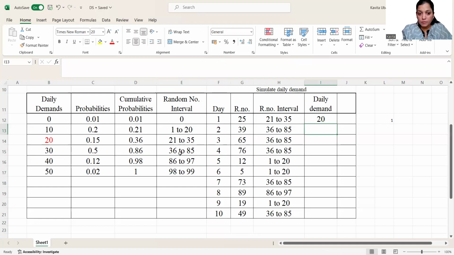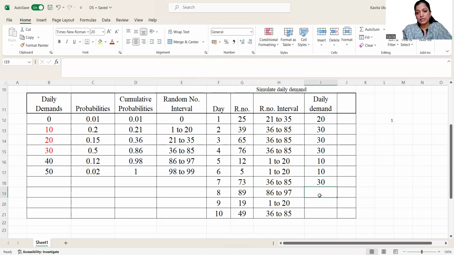If your random number is between 36 to 85, then the daily demand will be 30. I have again highlighted this daily demand. The same applies for the same random number intervals; we need to write down the daily demand. When the random number interval is between 1 to 20, then the daily demand is 10. It is given here. Again, I have highlighted the same number. If it is 1 to 20, then the daily demand is 10.